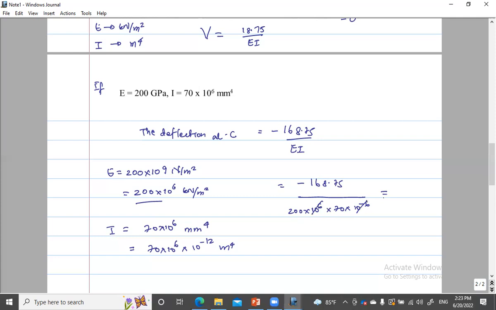The value I'm getting is 168.75 divided by 200 divided by 70. That is minus 0.01205 meter. Okay, you need to be very careful. It's meter. So that is equal to how many millimeter? Minus 12.05 millimeter. So that is the deflection at C in millimeters.